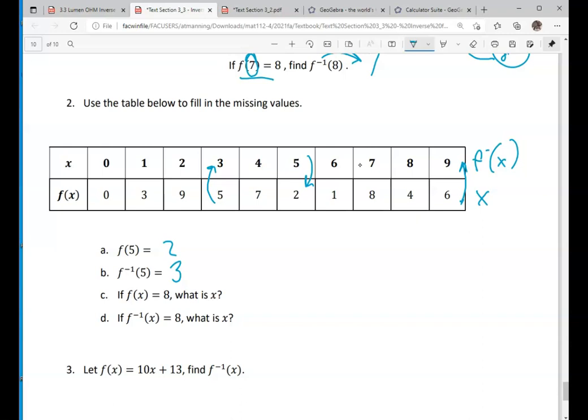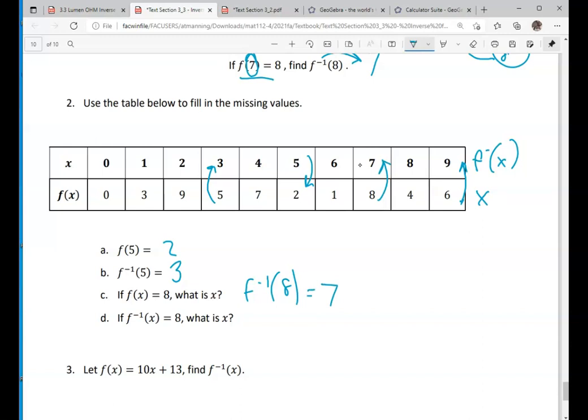So that's my input. f of x equals 8. What is x? That's just basically asking you, what x got me to 8? Or what is f inverse of 8? Well, I got an 8 from giving it an input of 7. Therefore, the answer is 7.